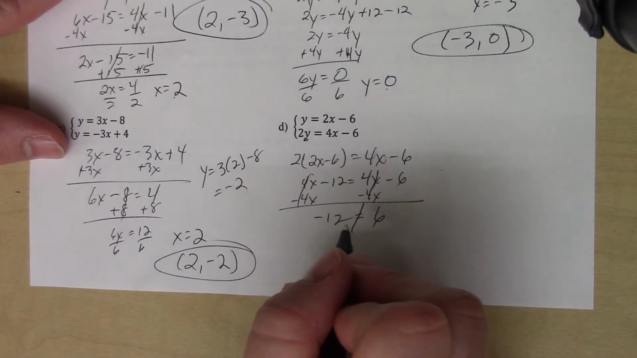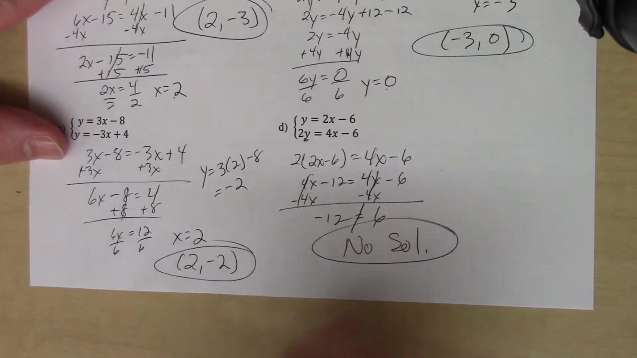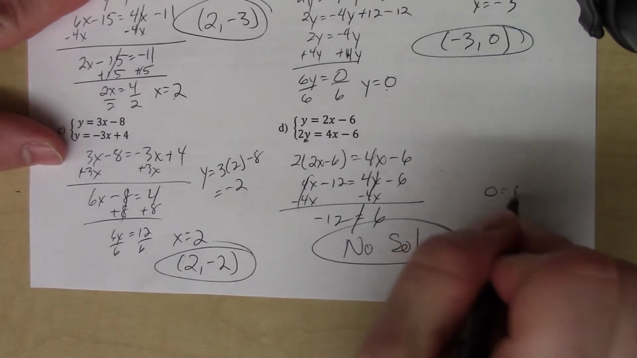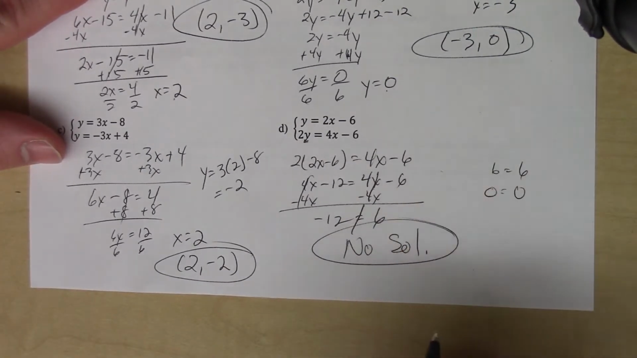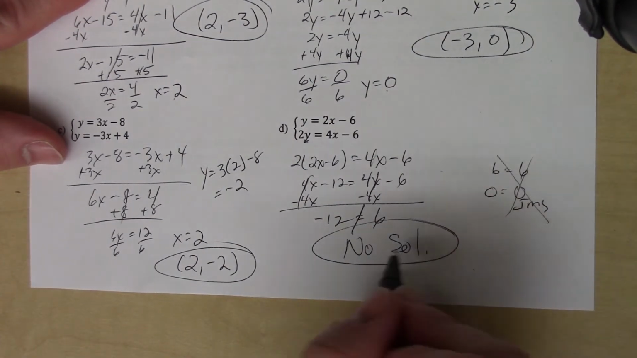And so, with that being said, this is no solution, right? Again, if it's 0 equals 0 or 6 equals 6, then that would be infinitely many solutions, right? But it's not. They're not equal to each other. Moving along.